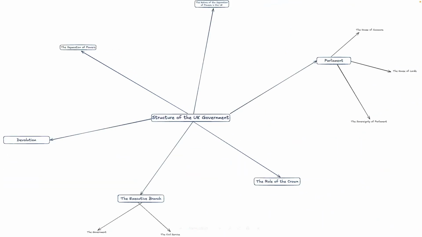So that concludes this lesson looking at the structure of the UK government. We've examined the principle of the separation of powers within constitutional theory. We've looked at how this principle applies to the United Kingdom with the relative fusion of powers between the executive and the legislative branches. We then looked specifically at Parliament, the House of Commons, the House of Lords, and the doctrine of parliamentary sovereignty, before looking at the role of the Crown, the executive branch, and then finishing by examining the concept of devolution.